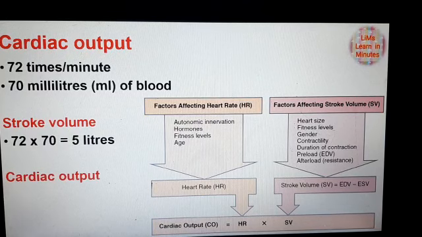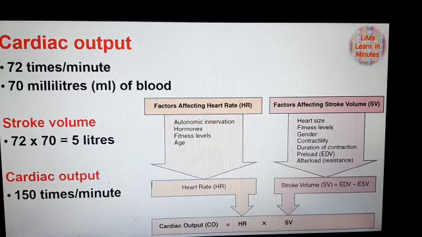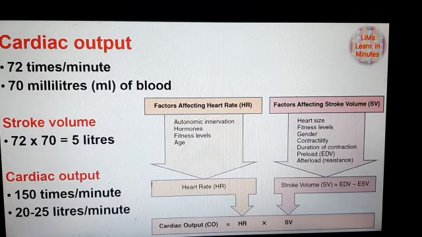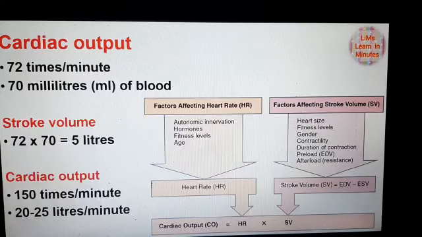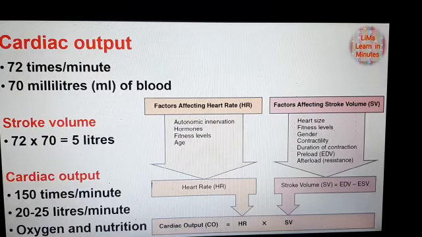During exercise, emotion, anxiety, etc., the heart may beat up to 150 times per minute and the stroke volume may go up to 150 ml, taking the cardiac output to 20 to 25 liters per minute to enable the body to get an adequate amount of oxygen and nutrition. This is about cardiac output.